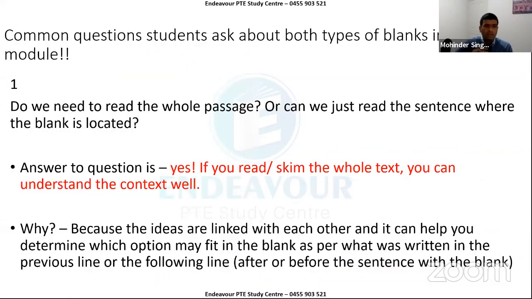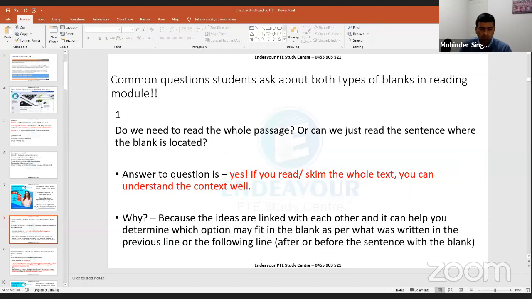Let's move on. Now, common questions that students ask about types of blanks in the reading module. Is there any question? Yes, sir. Sir, could you please explain how to use the collocation list? Okay, so that is a question you asked the other day as well. To clarify that, I'm going to bring up this collocations list.